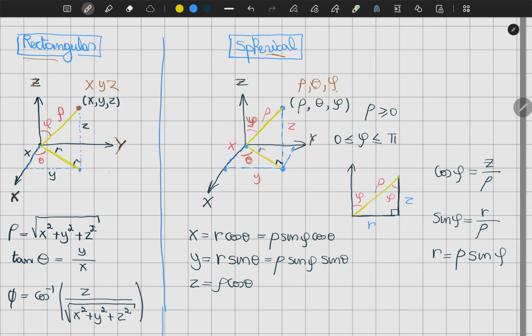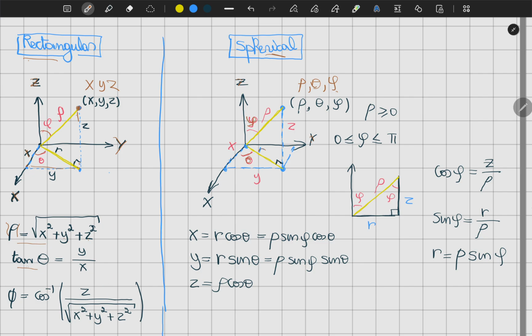Let's go back to the rectangular formulas. You can see this is how you can get the magnitude at that point. You will take x squared that you see here, plus y squared, plus z squared. That's what you're going to put there in order to get the magnitude. This is the formula for the magnitude.